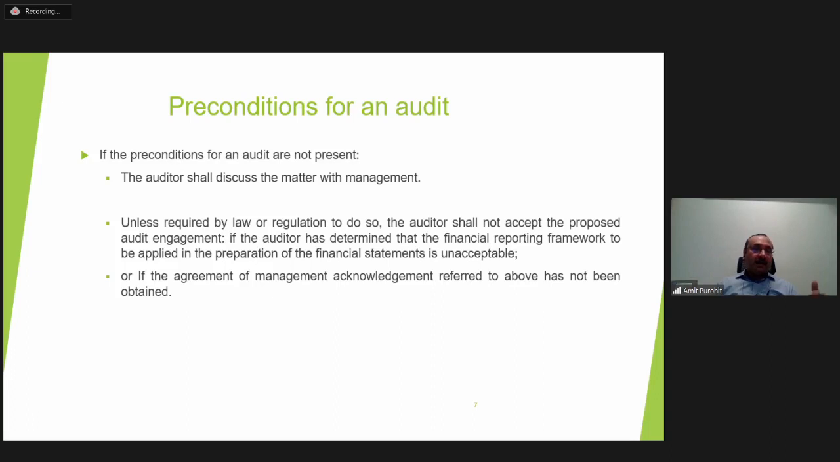Now friends, if the preconditions for an audit are not present, then the first step is that the auditor shall discuss the matter with the management. Unless required by law or regulation to do so, the auditor shall not accept the proposed audit engagement if the auditor concludes that the financial reporting framework to be applied in the preparation of the financial statements is unacceptable. If there is any disagreement between the auditor and the management regarding the applicable financial reporting framework, he will not accept the engagement, because we are talking about the planning or first phase of the audit, and at that time the execution of the audit has not commenced. So at the initial stage, at the time of discussion with the management, both parties have to agree on the acceptable financial reporting framework, and it has to be codified in the audit engagement letter.